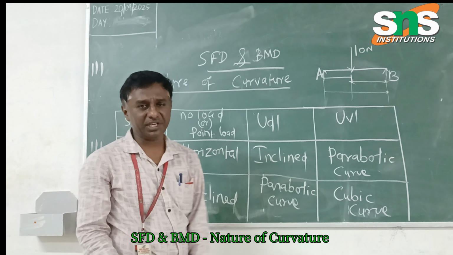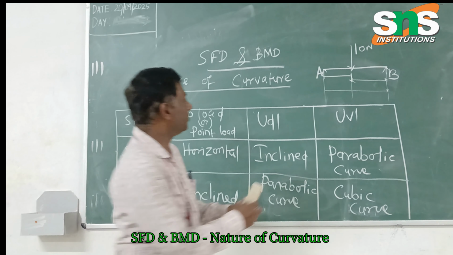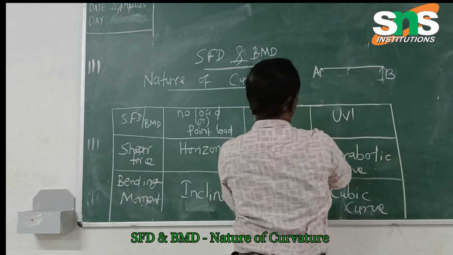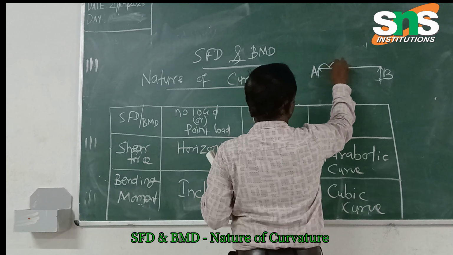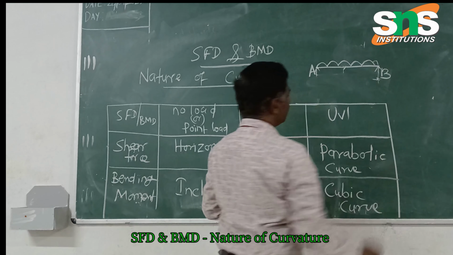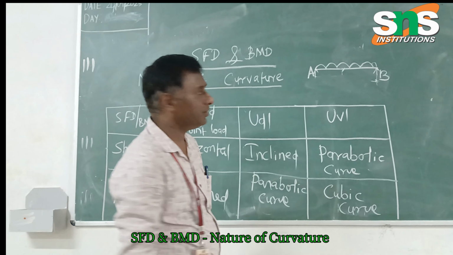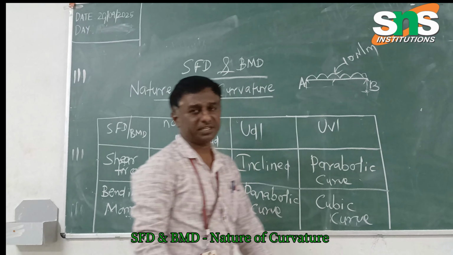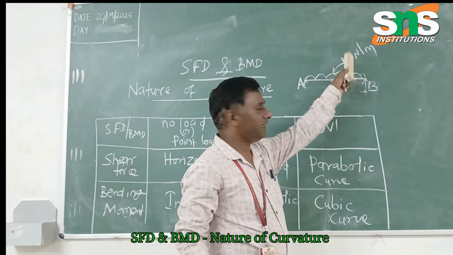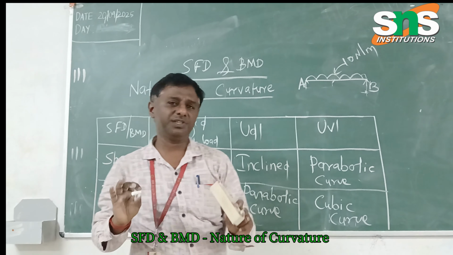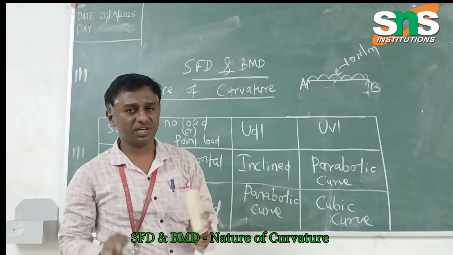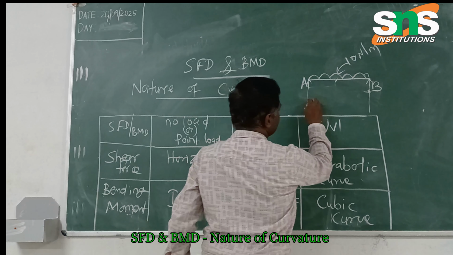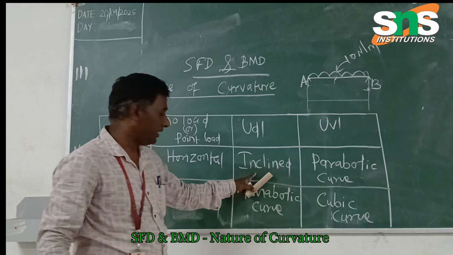Then if it is a UDL, when a UDL is acting, let's take UDL, that is uniformly distributed load. The intensity of load, maybe let's take 10 Newton per meter. So don't go with the values. Now we are concentrating only on the curvature, how we are going to draw. Here, the shear force will follow an inclined line.